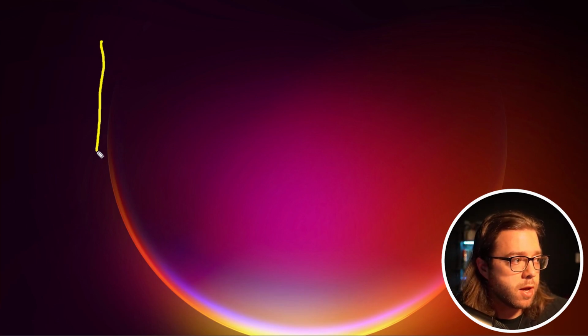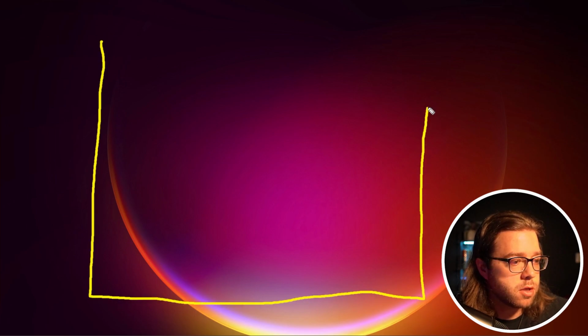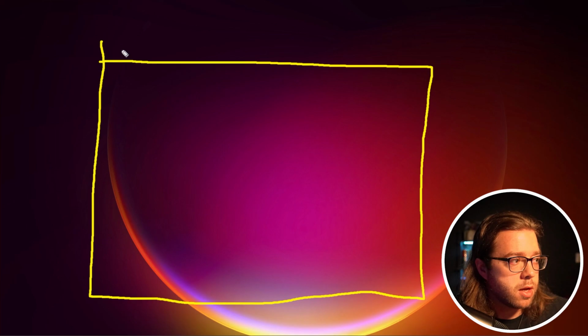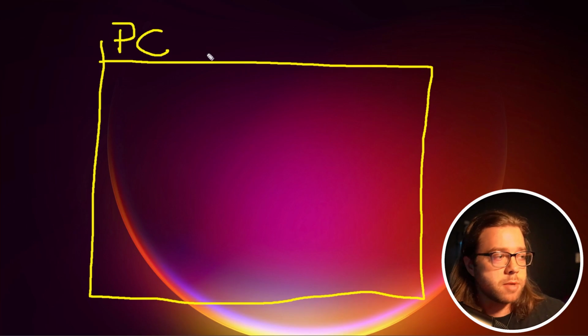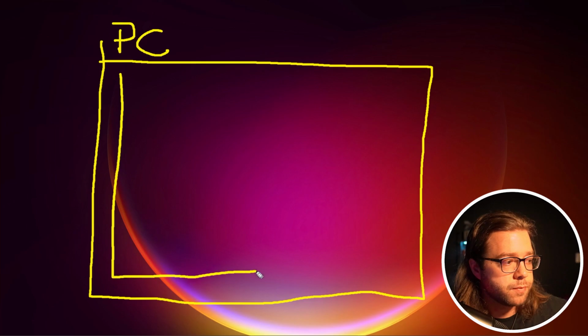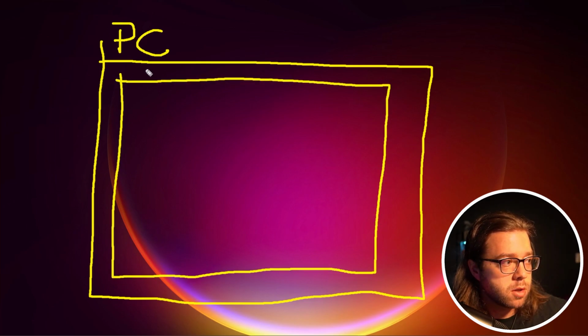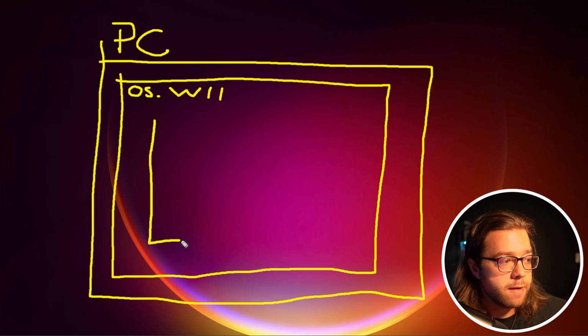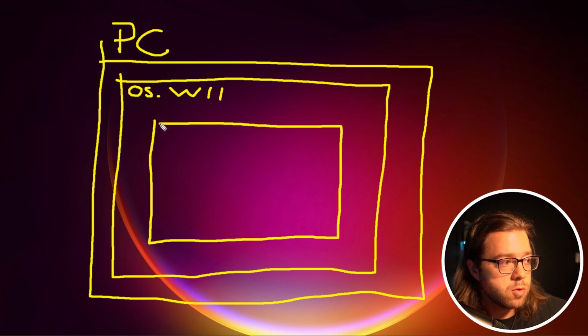So first we have this lovely box here. Let's pretend that this is your computer, so PC. This PC can be a laptop, desktop, or server, it doesn't really matter, it's just the hardware. Then inside of this box is going to be your operating system, OS. We'll call that, I don't know, Windows 11. And then inside of Windows 11, you will have your hypervisor.